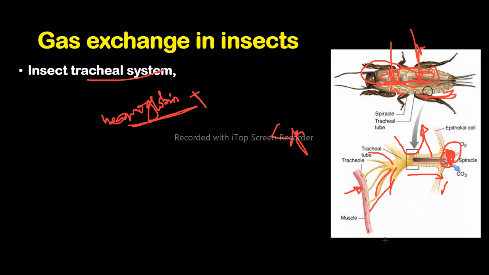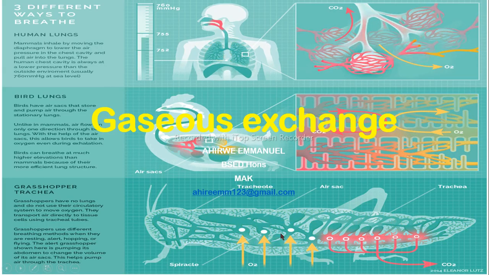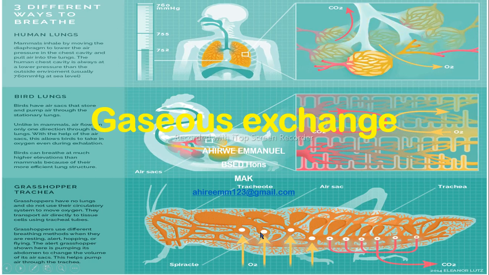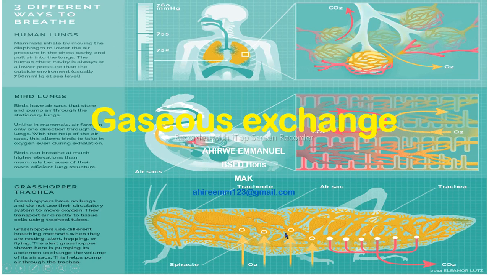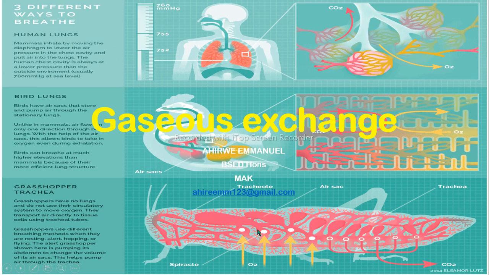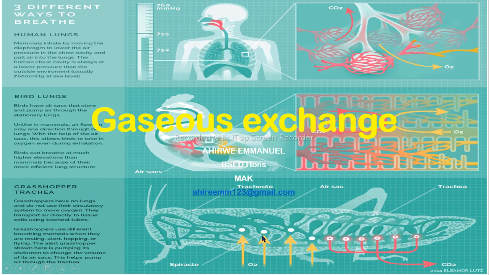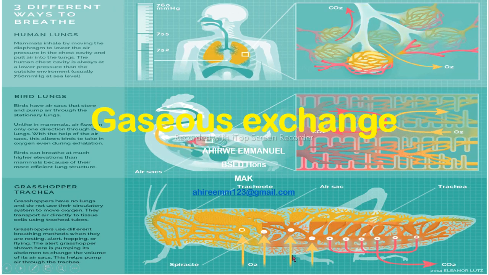Maybe I want you to have a look at this. Just a moment. So, this is our insect. Are you seeing? The yellow represents oxygen, you can see. And then the red represents carbon dioxide. So, these spiracles on the thorax open into this system of very many tubes connected to air sacs, you can see. And then air enters and distributes throughout the entire body.